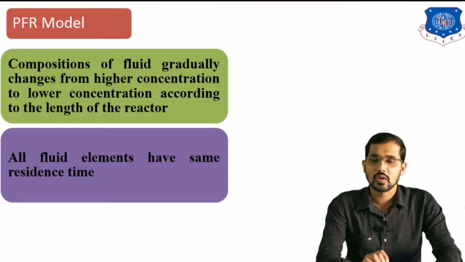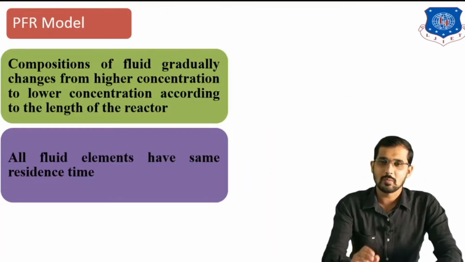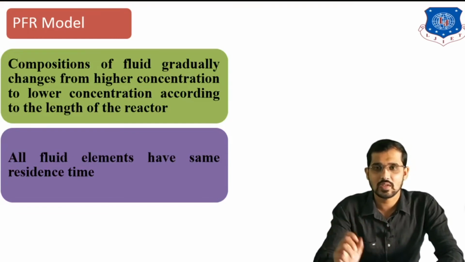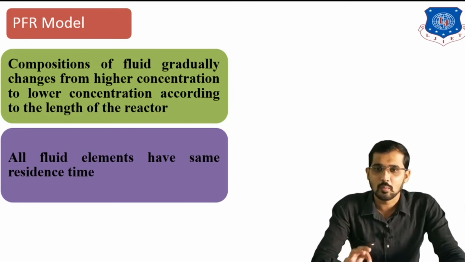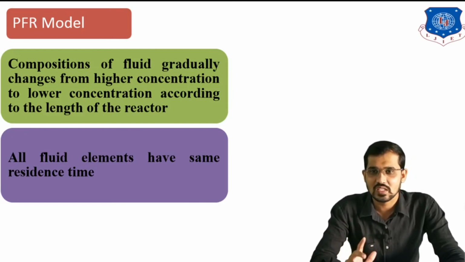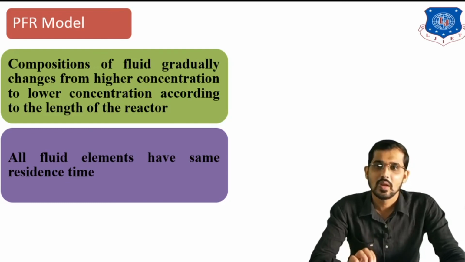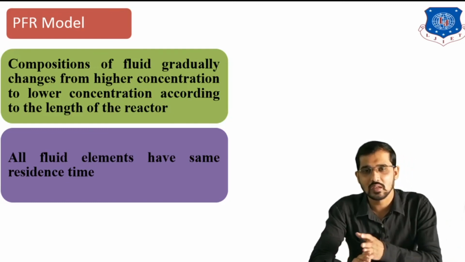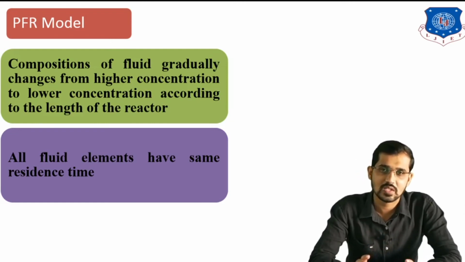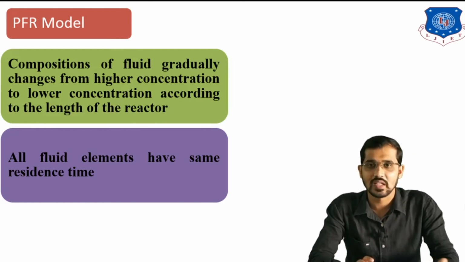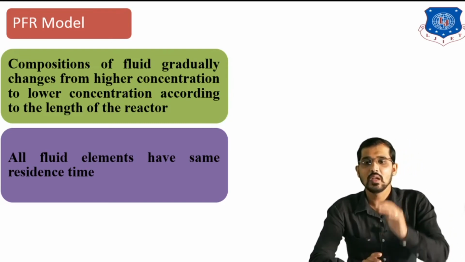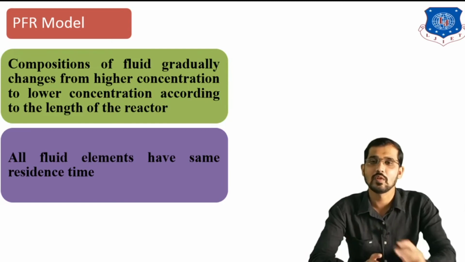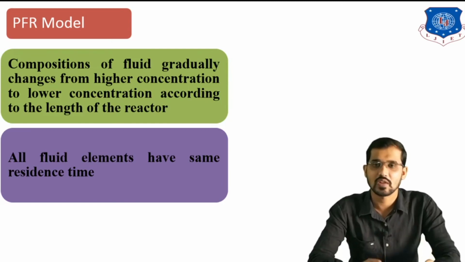Now we will see the PFR model and the MFR model. For that purpose, I already discussed in the first slide the meaning of PFR and MFR. I am repeating it here now. In the PFR model, the composition of the fluid gradually changes from higher concentration to lower concentration along the length of the reactor. In the PFR model, I told you there is no mixing in the axial direction, no uniform mixing. That's why the concentration is different along the length, and all fluid elements have the same residence time. This means in the PFR model the residence time is the same for all the fluid elements, but the concentration is different.